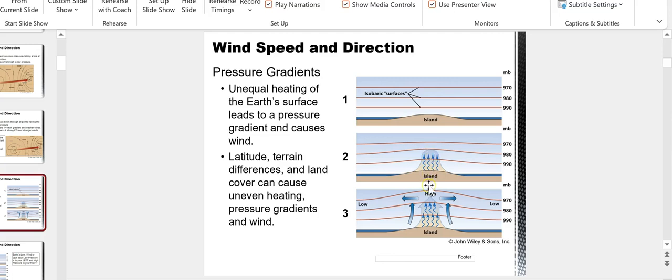Well, what's happening? We have air now that's moving up. What do we call air that's moving up or rising air? We call that a low pressure center. So here you can see how a low pressure center was created just by land being heated up.